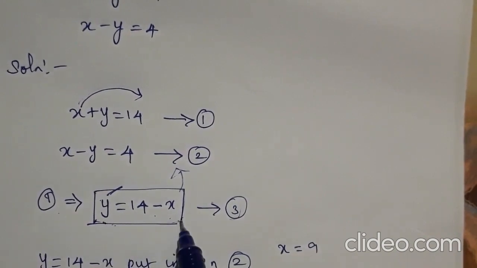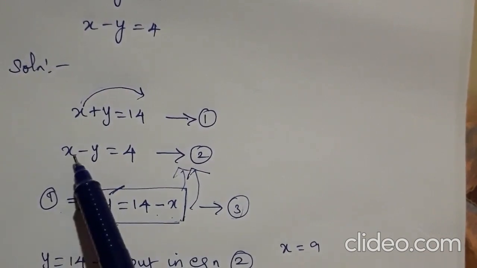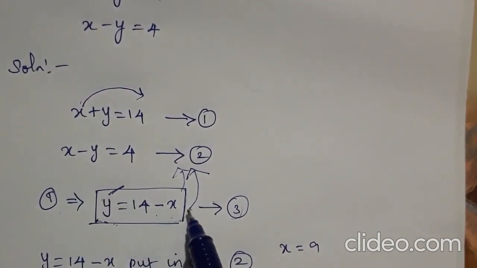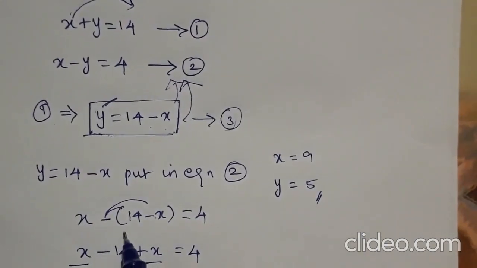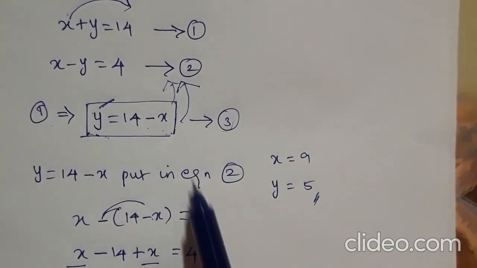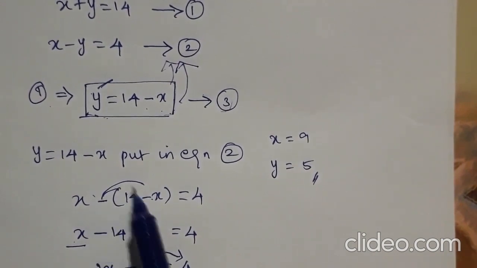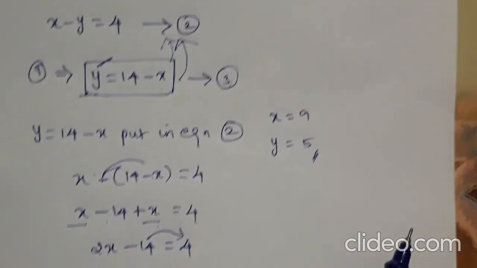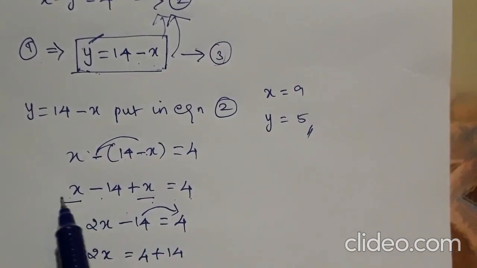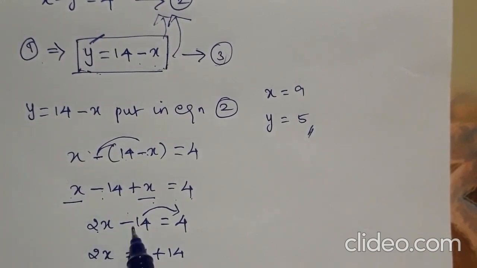See, this equation 3 substitute in equation 2. So instead of y we can substitute 14 minus x. So x minus, instead of y we can substitute 14 minus x is equal to, as it is, 4. Then x minus, when you are subtracting we should multiply with minus. So minus into 14, minus 14, minus into minus plus x is equal to 4. Then both also plus x, same sign, just we can add it. So x plus x, 2x minus 14 is equal to 4.